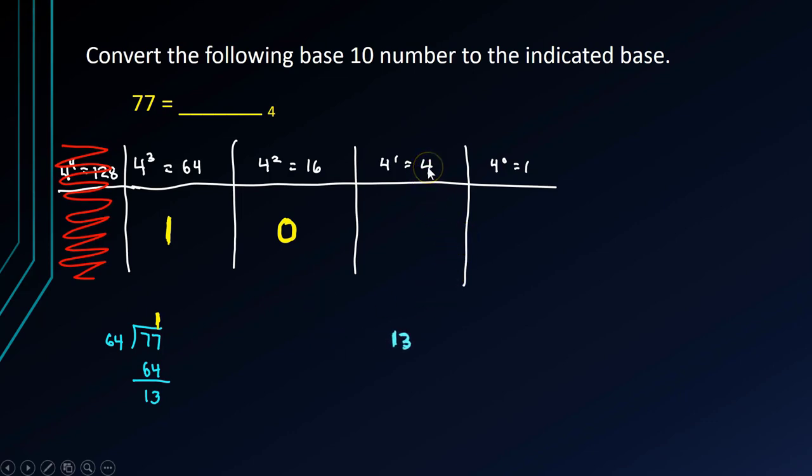Now I'm in the 4's position. How many 4's would go into 13? Well, I would carry through the division, and I would have 3 of them and a remainder of 1. So I would get a 3 here. And the remainder at this point, once I get to the 4's position and do my division, is just going to go in the 1's position. And so the number 77 written in base 4 is 1031.